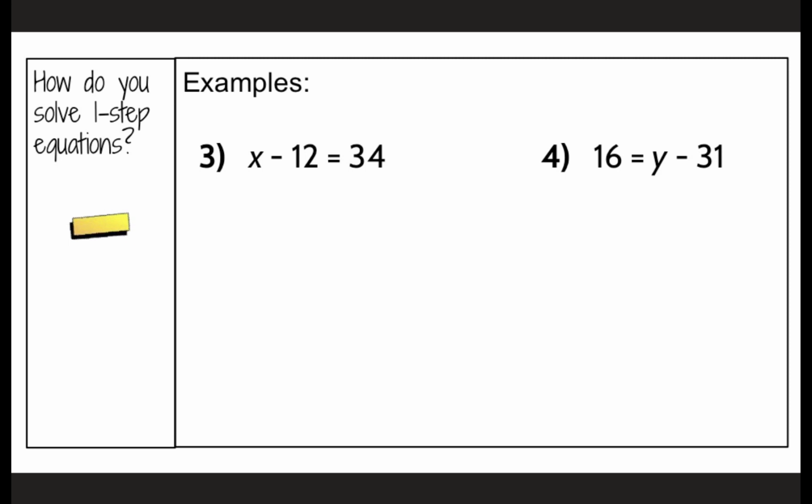So how do we solve one-step equations? Well, these are subtraction equations. So what do we need to use to solve subtraction equations? What will undo subtraction? Addition. It's the inverse operation.